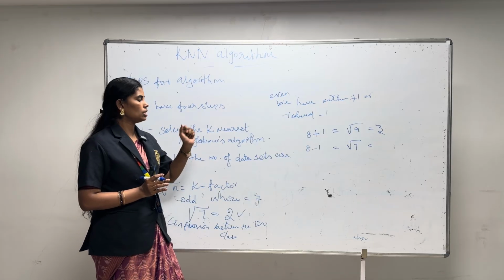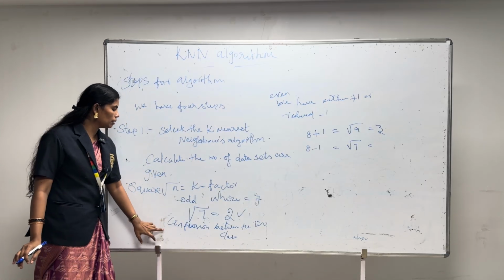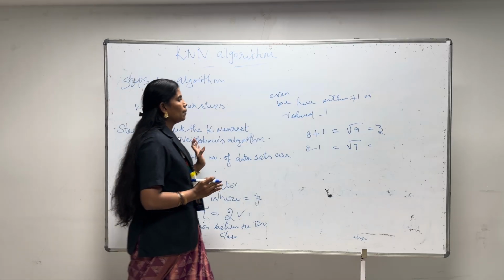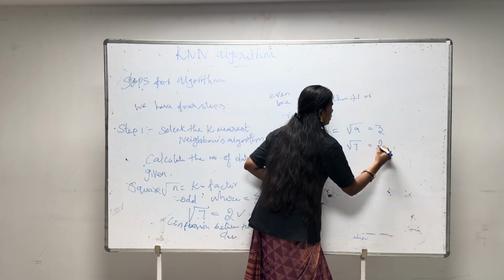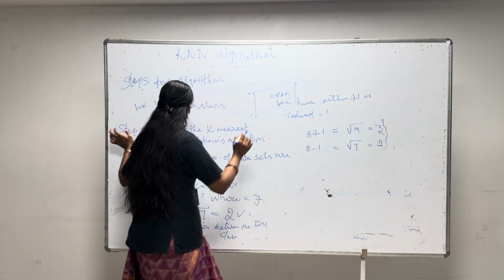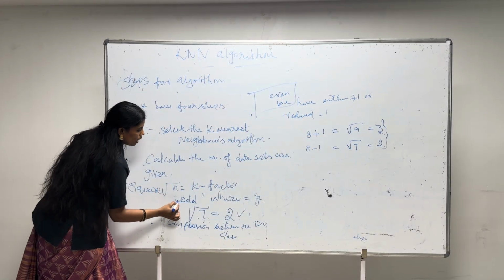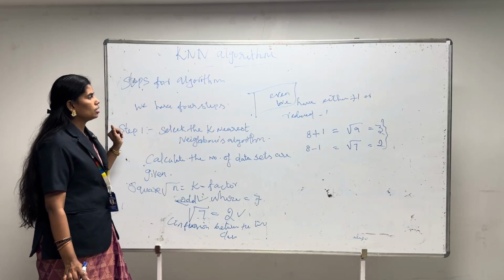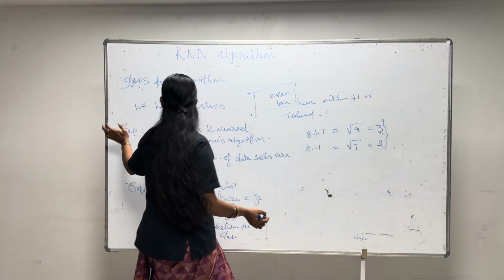So odd number, as I have already told, is used to avoid the confusion between the two categories of the classes. So this is the difference. So every time we will choose only the odd process. So an odd number of the data will be the correct format. So this is the step 1.